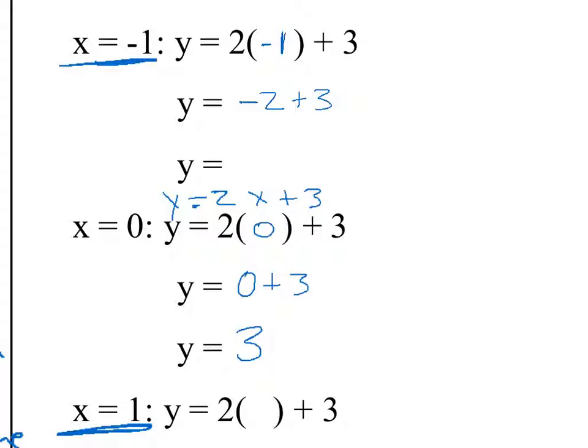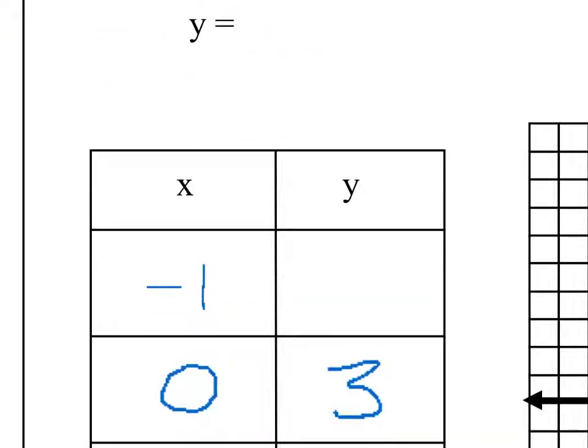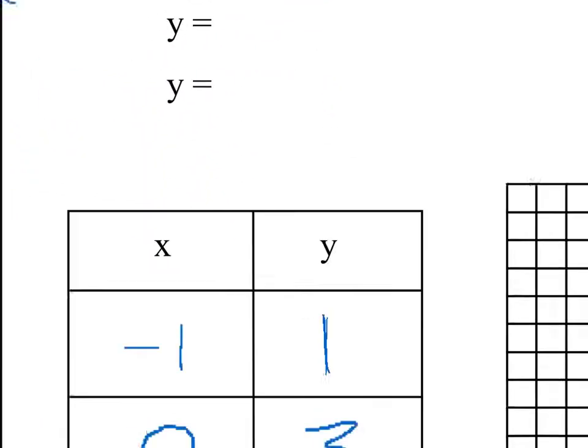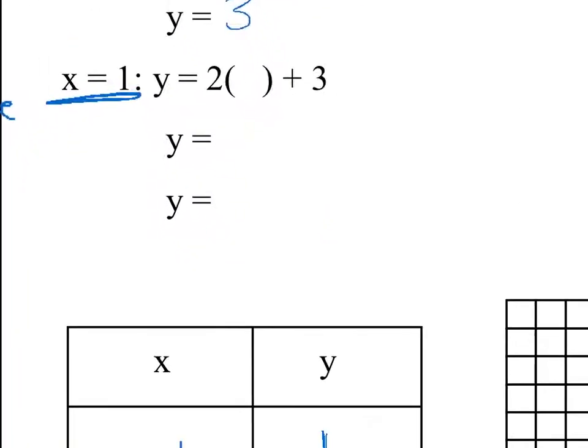Now we need to add -2 plus 3. That's going to give me +1, taking the sign of the larger number. So I'm going to come down here into my chart, and it says when x is -1, y is +1. All right. Now the other x that I chose was +1.